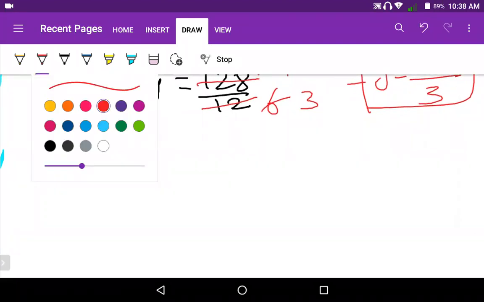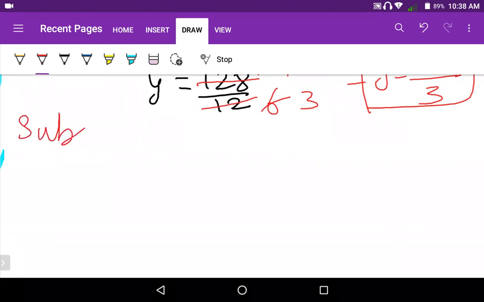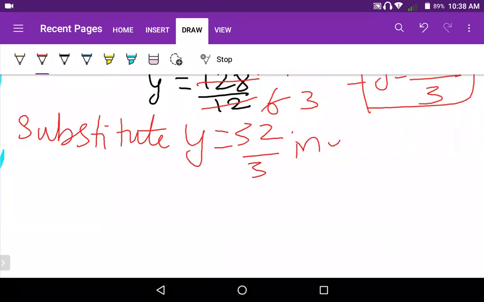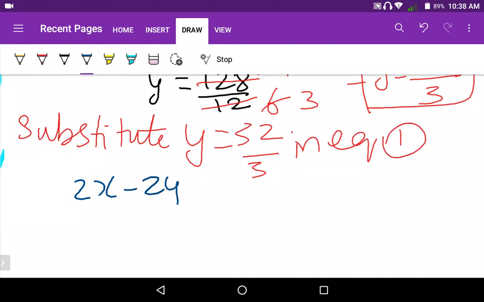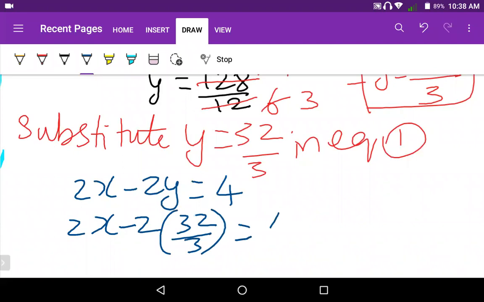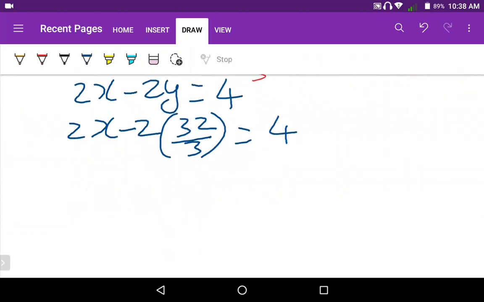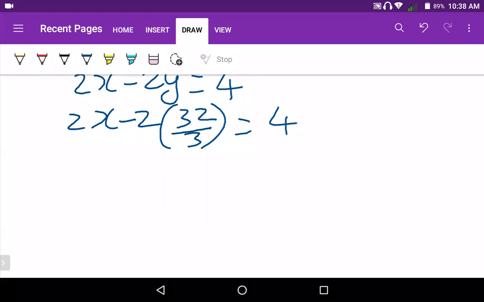Next, substitute y is equal to 32 by 3 in equation 1. What is equation 1? 2x minus 2y is equal to 4. So what is 2x minus 2 into y, which is 32 by 3, is equal to 4. Firstly, are you all able to follow? Yes? I don't see anybody replying. 2x minus 2 into 32 by 3.